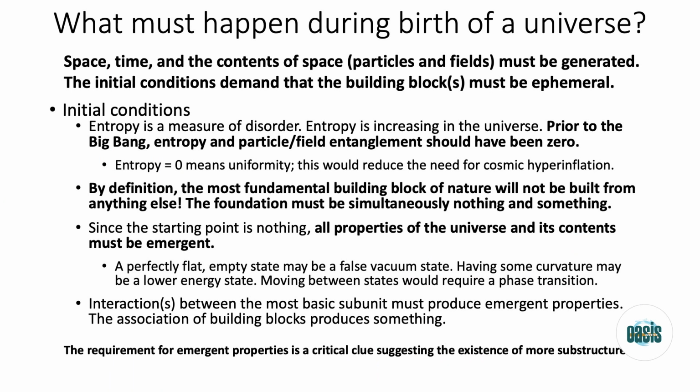So let's take a step back. What has to happen for there to be birthing of a universe? Space, time, the contents of space, that's the particles and fields, have to be generated. The initial conditions demand that the building blocks must be ephemeral. What are the initial conditions? Well, entropy is a measure of disorder, and entropy is increasing in the universe. So if you roll the clock backwards, prior to the Big Bang, entropy and particle entanglements should have been 0. So we've got to have that in our model.